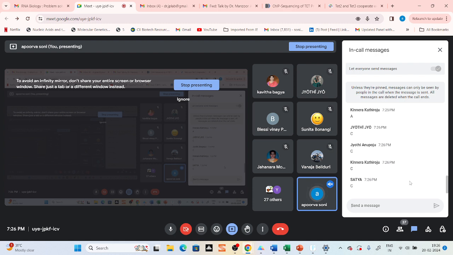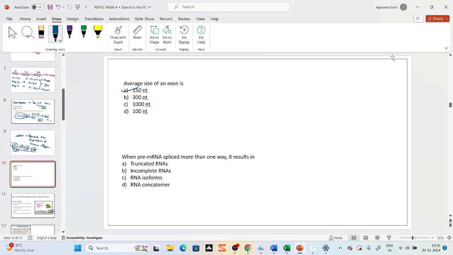Jyoti, both the Jyotis, Kinnera, Satya, Jahanara, everybody has answered C. Tejaswini, C. RNA isoforms, correct?